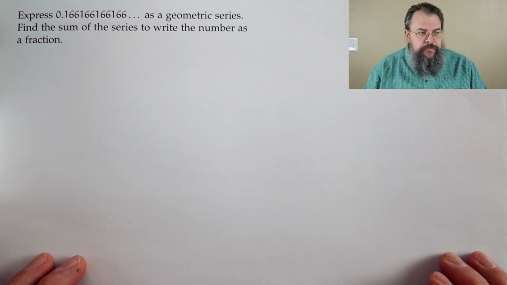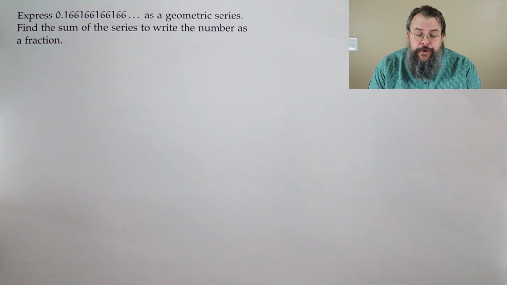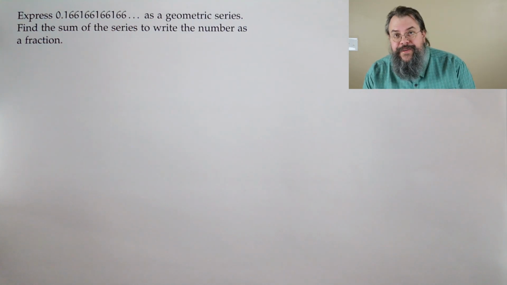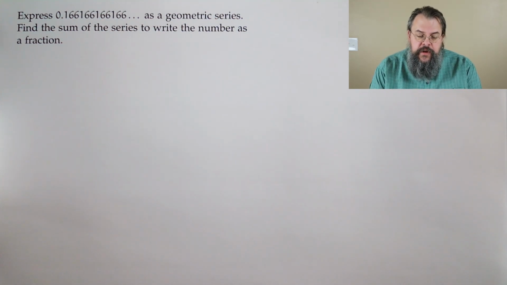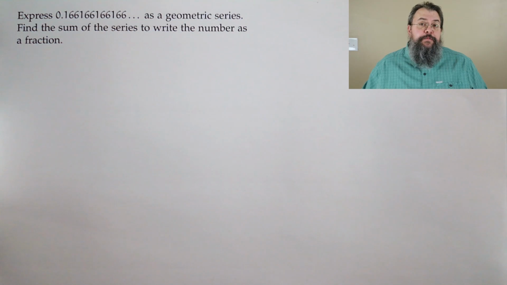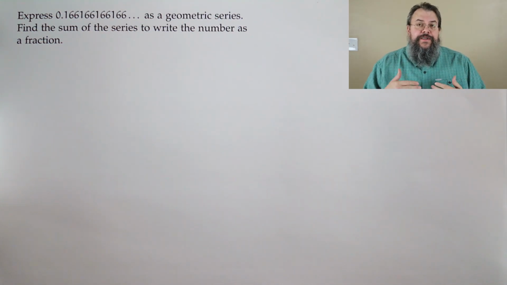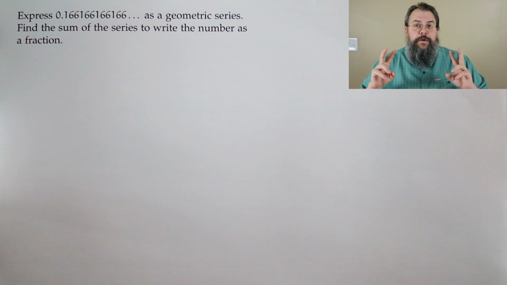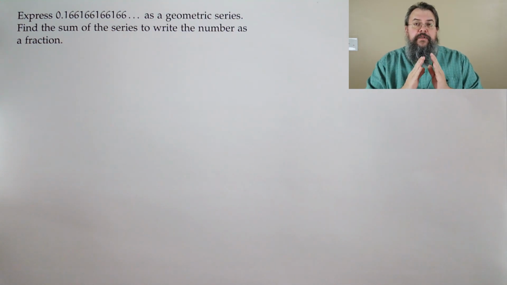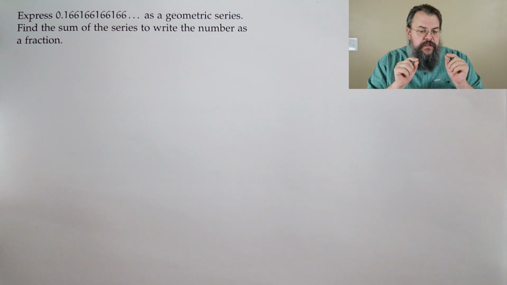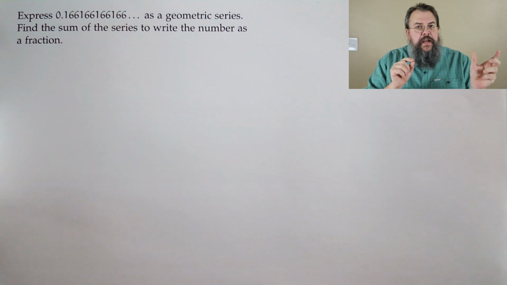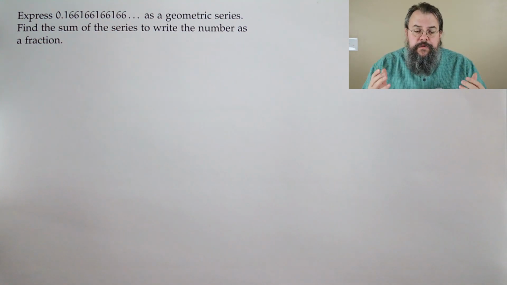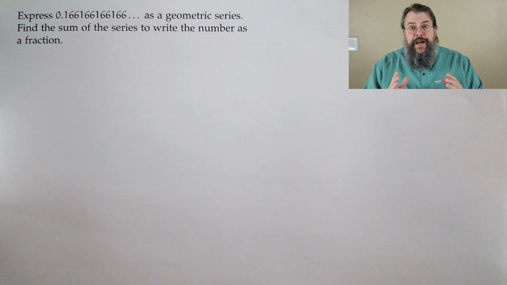So, here we go. Express 0.16616616616 as a geometric series and find the sum of the series to write the number as a fraction. And in particular, what we're about to do is something which can be generalized to show any what we call repeating decimal. So any place where you have a decimal expansion, and after a certain point, it copies to that, and so forth and so on, all the way forever, can always be written as a fraction, and this technique shows how to do it.